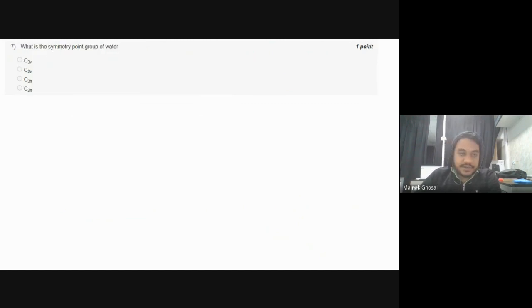So this is also a straightforward question. You know the answer. What should be the symmetry point group of water? You can also find it. You want to try? Which should be the answer?